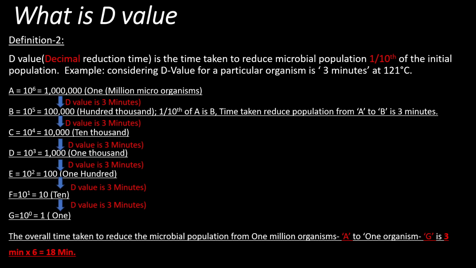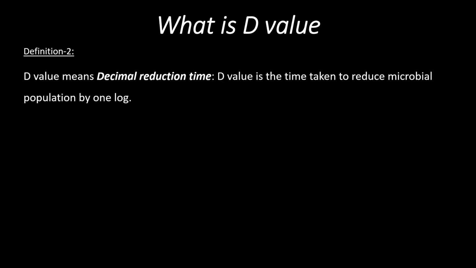It can also be called a 6 log reduction, because from 10 to the power of 6 to 10 to the power of 5 is 1 log, 10 to the power of 5 to 10 to the power of 4 is another log, and 4 to 3 is another log reduction, which can be explained in the next example. So what is another definition of D-value? D-value means decimal reduction time. This is the time taken to reduce the microbial population by 1 log.